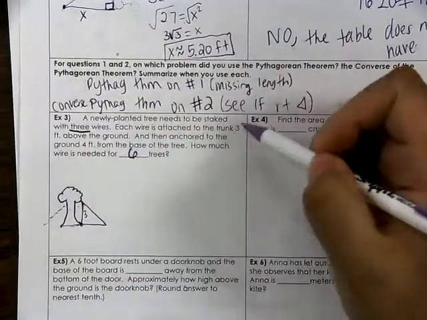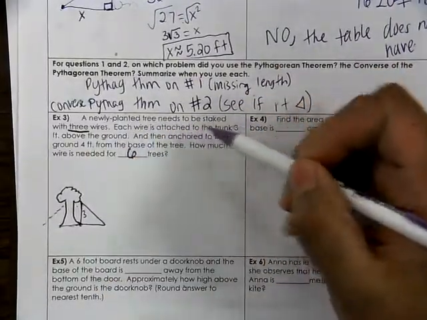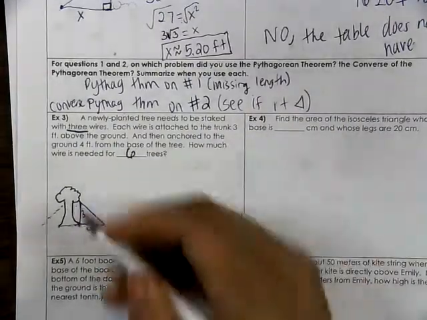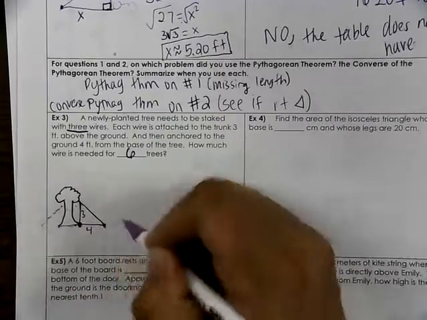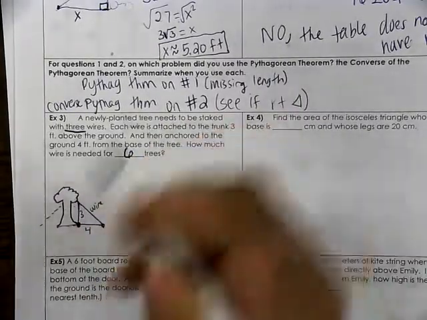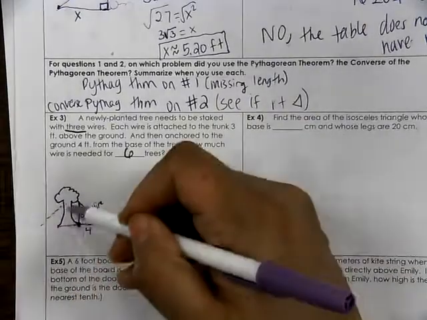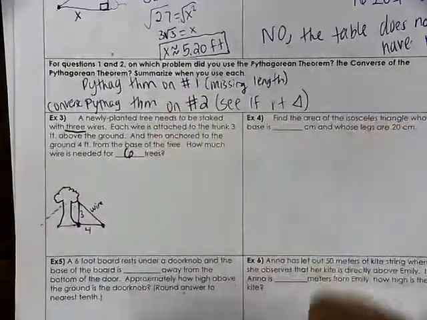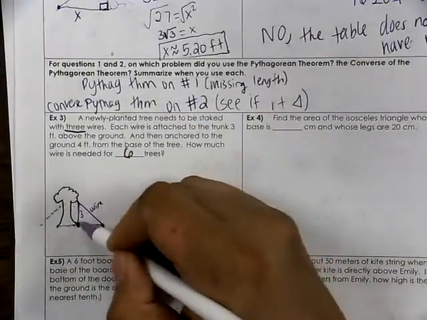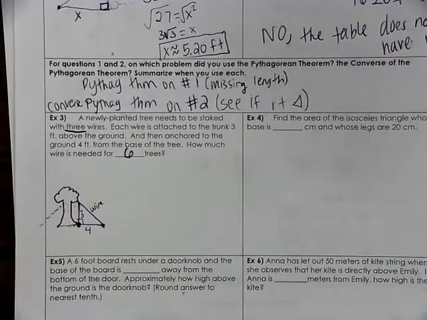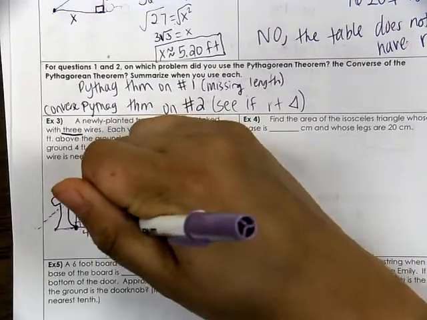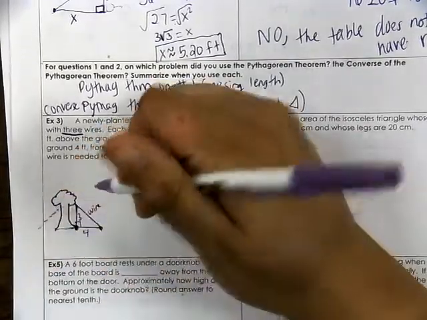And then let's see what else we have here. It says, then anchored to the ground 4 feet from the base of the tree. So this has to be 4, because this is the base of the tree, and this is where you anchor it to the ground. So this is a wire. That's one of the 3 wires that you're putting on this tree. There's another one this way, probably either forward or backwards. We can't really see all of them, or how you would draw it. So the measurements are, again, 3 and a 4. There's a right angle here. And we're trying to figure out how much wire would be needed for this one wire. But remember, it's times 3 because we have 3 of them.